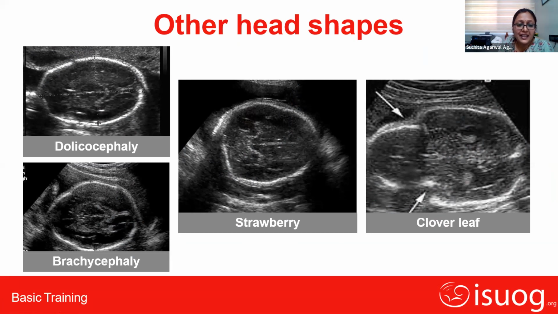Other head shapes, like I had said about the dolichocephalic head, where the cephalic index is less than 75, we can see normally in breech presentation. This is a strawberry shaped skull, seen in case of trisomy 18. This is a clover leaf shaped head, seen in craniosynostosis and skeletal dysplasia. This is brachycephaly.